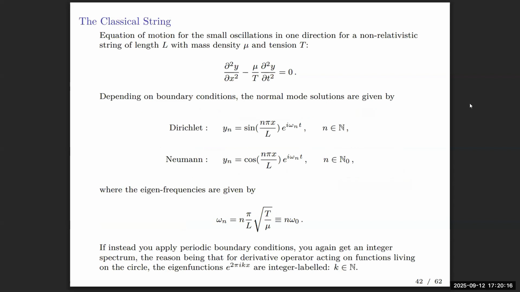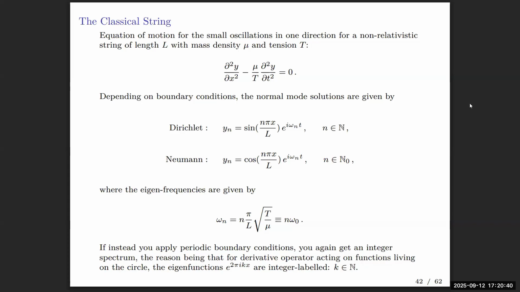Let's just take a classical string, okay? If we take a classical string, we can write down Newton's equation of motion, right? It can either have Dirichlet or Neumann boundary conditions. You can attach the endpoints, or you can have them sit on some hoops that can move up and down. Now if you're trying to find the normal modes of the string, you can solve them either with Dirichlet or Neumann conditions.